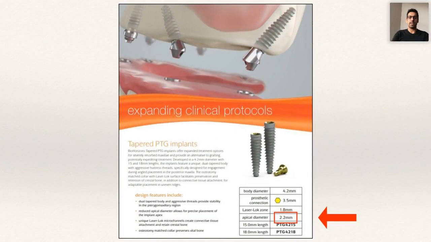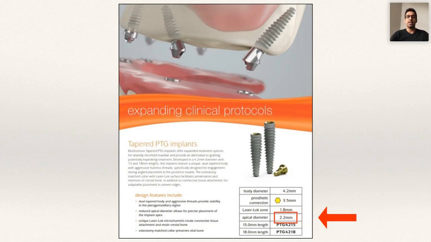Okay, and here's a little bit about the new pterygoid implant, which, as I said, has an aggressive taper, and as I indicated and have highlighted on this slide, the apical diameter is 2.2. So how does that change my drilling protocol?